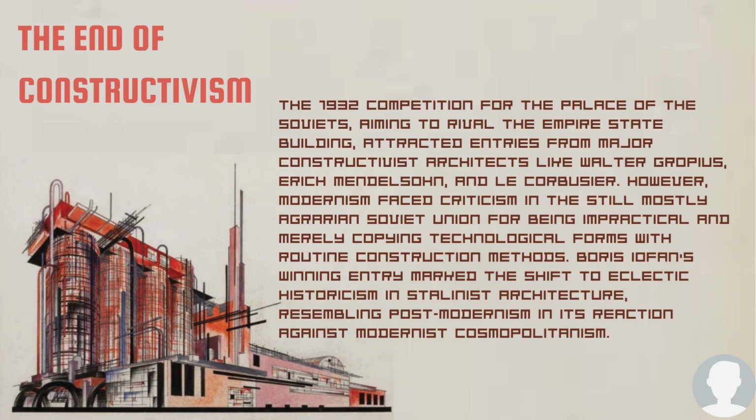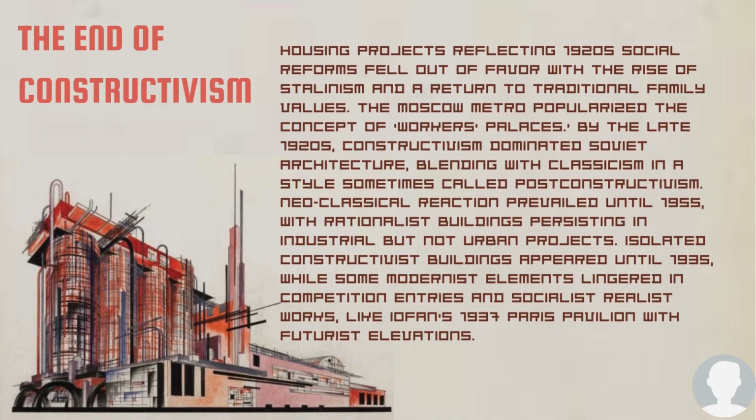However, modernism faced criticism in the still mostly agrarian Soviet Union for being impractical and merely copying technological forms with routine construction methods. Boris Iofan's winning entry marked the shift to eclectic historicism and Stalinist architecture, resembling postmodernism in its reaction against modernist cosmopolitanism.